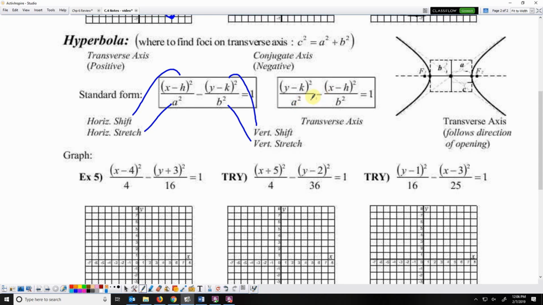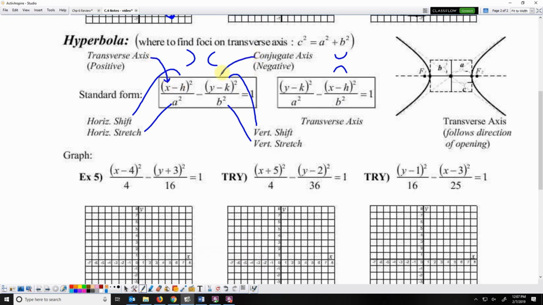Okay, so when we are horizontal, we're going to have x first. So that's going to be a hyperbola that opens like that. A vertical hyperbola will have y first. It's going to open like that. Okay, so we've got a horizontal or a vertical shift and stretch first, and then a horizontal shift and a horizontal stretch.